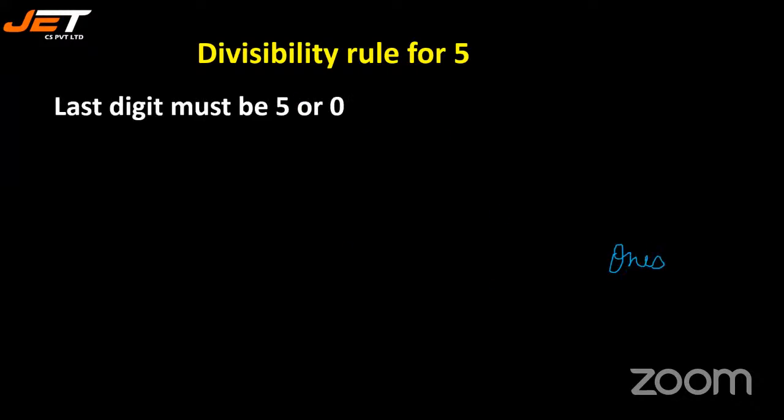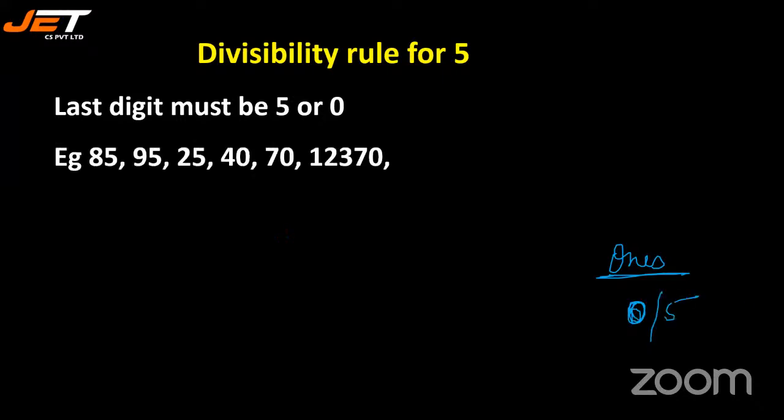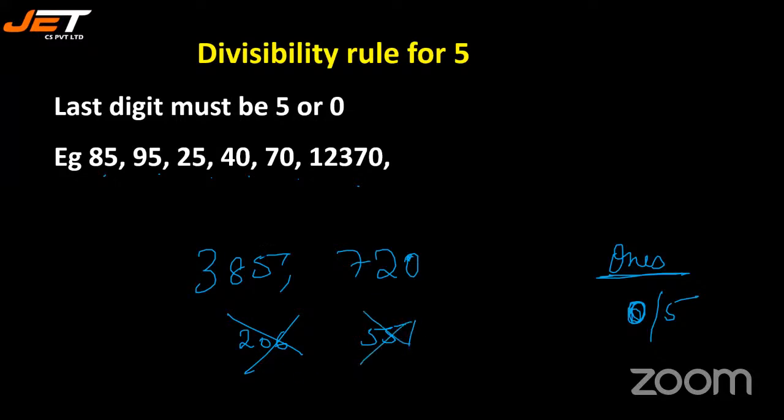Divisibility rule of 5 says the last digit, or you can say the ones place, must be either 0 or 5. 85, 95, 25, 40, 70, and all these, like 385, 720. If it's 206, no, it is not divisible. If it's 551, it's not divisible. Just have to see the ones place.